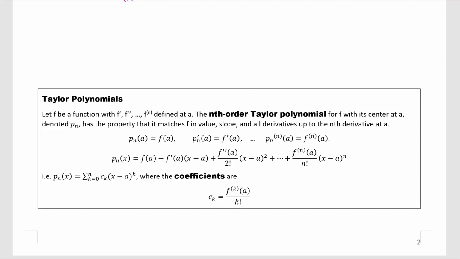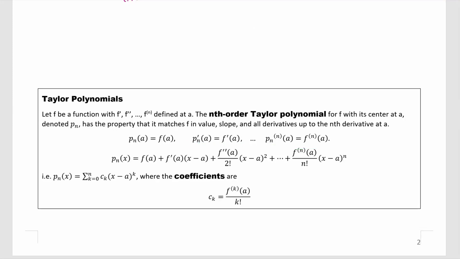Then the nth order Taylor polynomial for f with the center at a, denoted by p sub n, has the property that it matches f in the value, in the slope. So the value is like f of a equals p of a. So it means the first derivative, and all the derivatives up to the nth derivative at a. So that's why they match for value, they match at the first derivative, they match at the second derivative, up to the nth derivative.